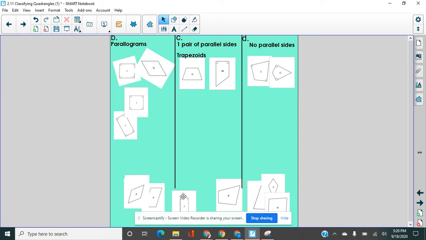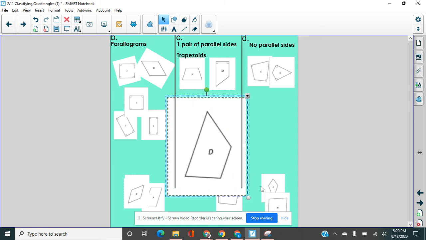Okay, let's do this guy. Now, we've already done one like that, right? It looks like that. Rectangle goes in parallelograms. Let's do what's under here. Ooh, this will be a good one. Make that nice and big. Okay, look carefully. Where should it go? Parallelograms, trapezoids, or neither?